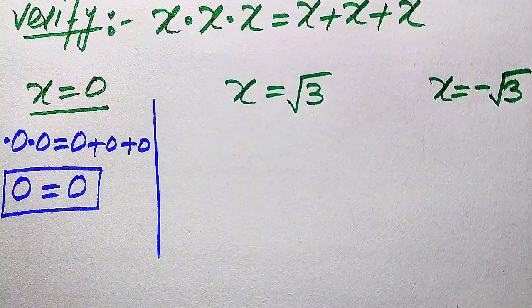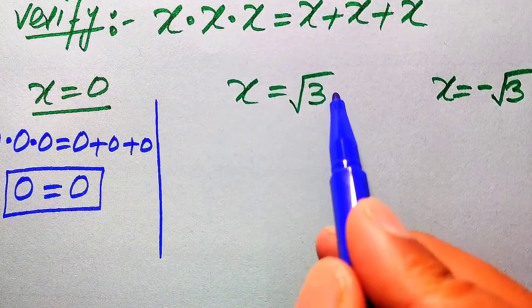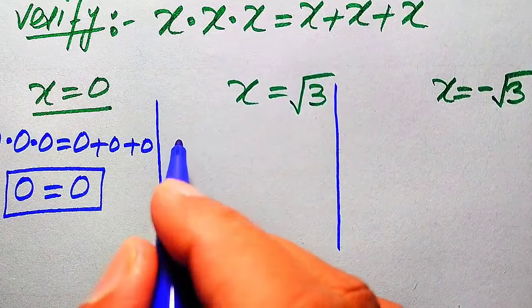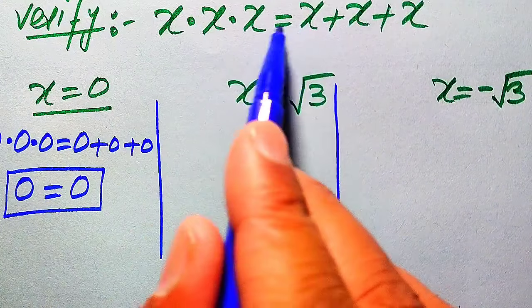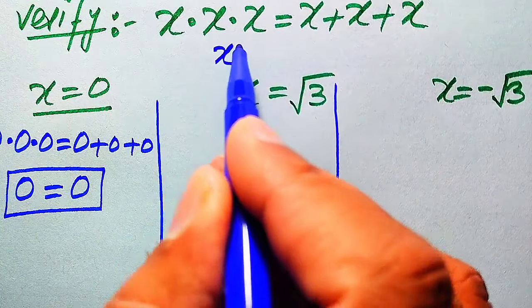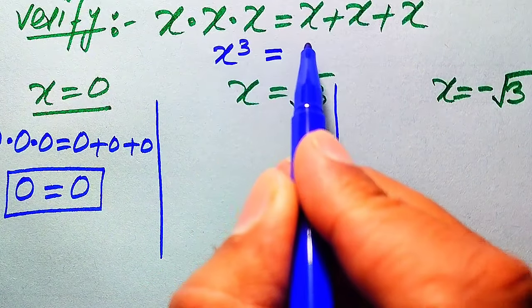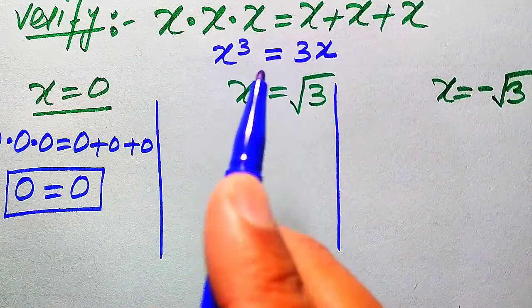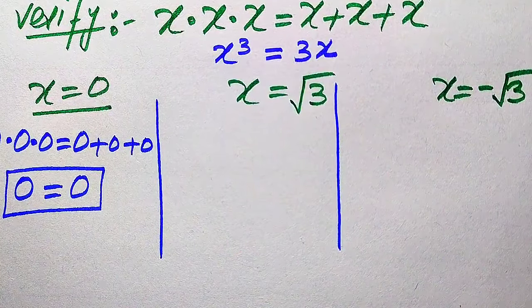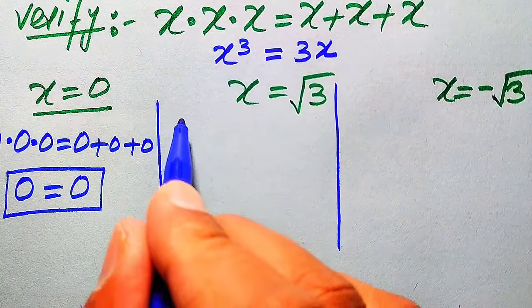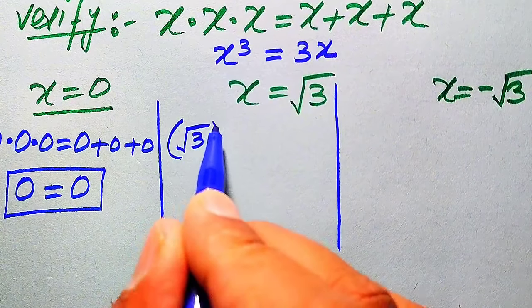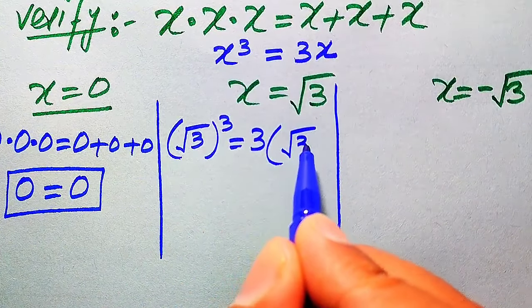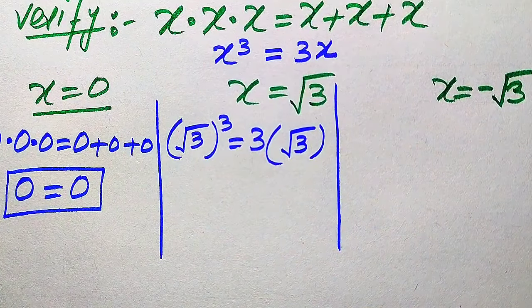And now we move towards our second root, and here we need to substitute x equals square root of 3 on both of the sides. So first we write our given question in the simplified form, and you see this becomes x cubed equals 3x, and now we put this value of x on both of the sides, and it will be written as square root of 3 and its whole cubed is equal to 3 times square root of 3.